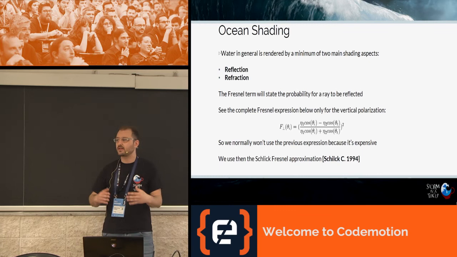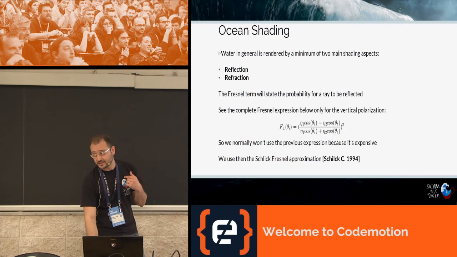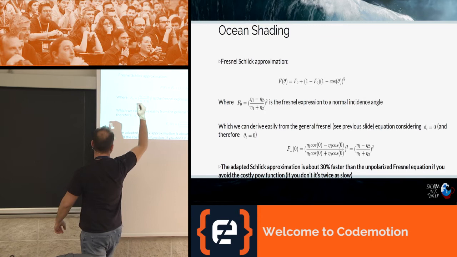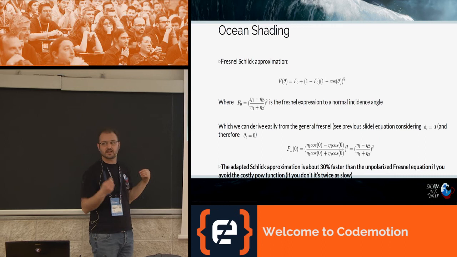We are in the air and we have materials, unless we want to do something really complex, which is not the case, at least not for real-time application for now. So the Fresnel Schlick approximation is expressed like this: F0 plus (1 minus F0) times (1 minus cosine theta) raised to 5, and F0 is basically (eta 1 minus eta t) divided by (eta 1 plus eta 2), raised to 2. That's the Fresnel expression. You can see we can derive this. It's not a magic equation.